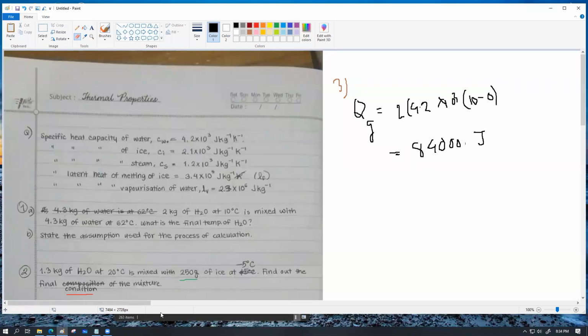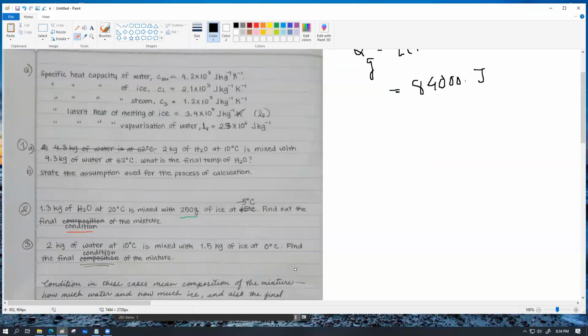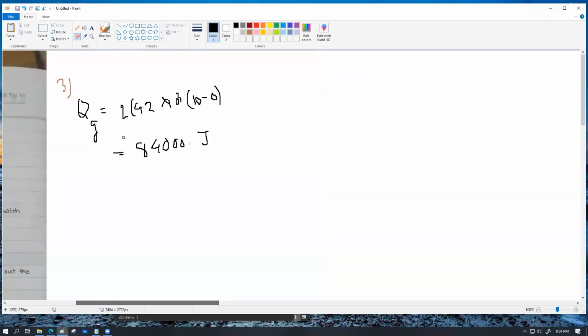And then we have how much ice to melt? 1.5 kg of ice to melt. So let's calculate how much heat energy would be needed to melt the ice. Let's say the Q absorbed is going to be 1.5 into 3.4 into 10 to the power 5 joule. How much do you get from here? I cannot do this mentally. 5 1 then 4 0.